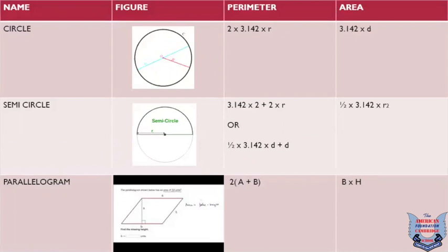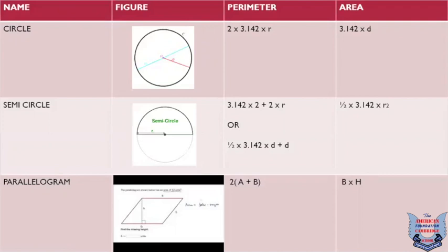Okay, in a semicircle, to find the perimeter, there are two formulas, as you can see. They're both easy. You can grasp any one. And to find its area, you have to multiply half by the value of pi and by r squared.